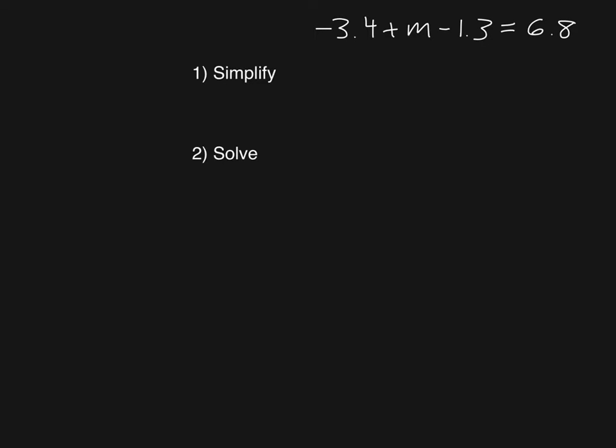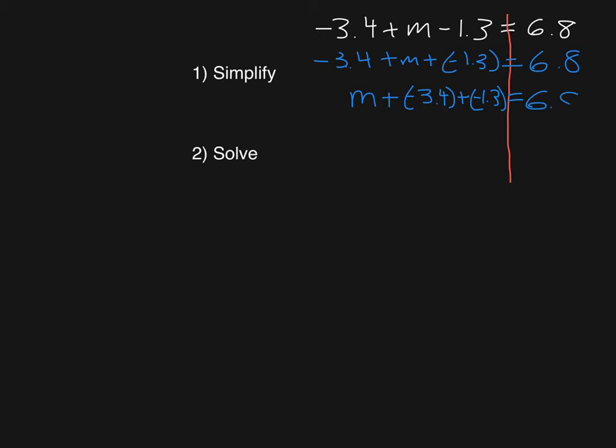In this example, we have a couple negative numbers here. Let's start as we always do. We'll draw our line down through the equal sign, keep our two sides separated. Now, I'm going to want to rewrite this once again using only addition. So I have negative 3.4 plus m plus negative 1.3 equals 6.8. Now we're going to rearrange, as always. We'll put our like terms next to each other. So m plus negative 3.4 plus negative 1.3 equals 6.8.